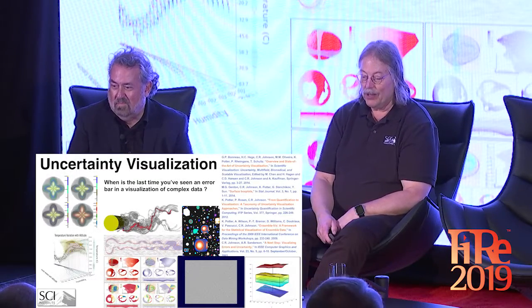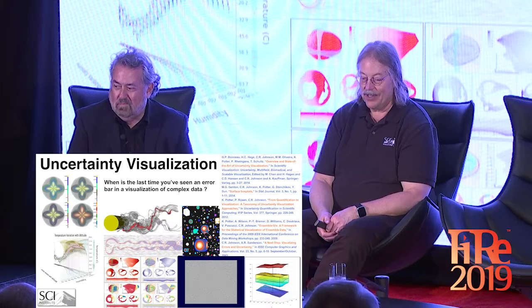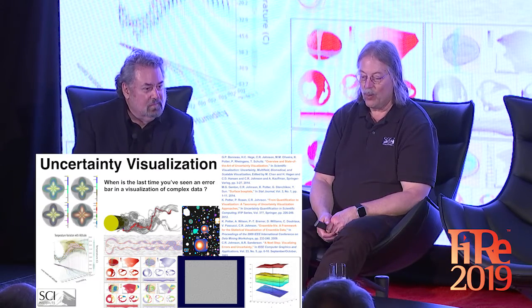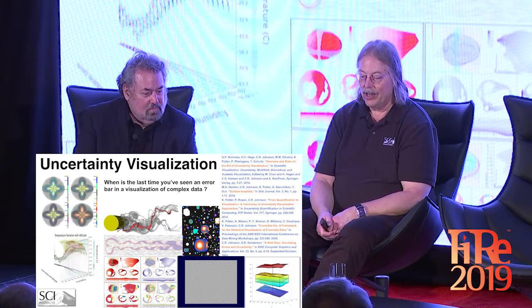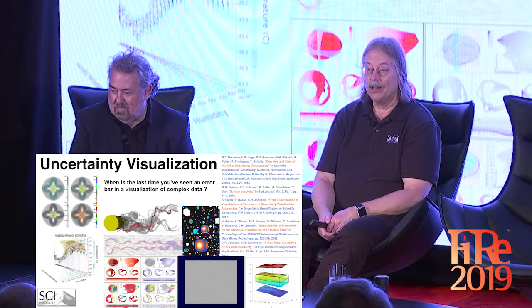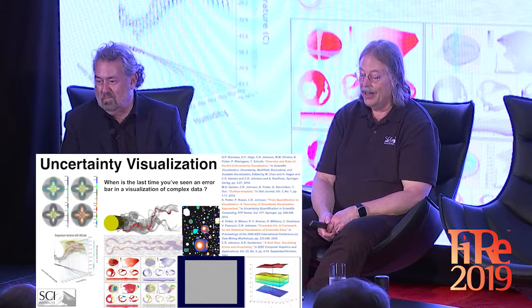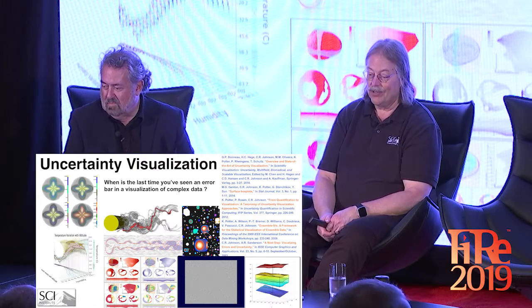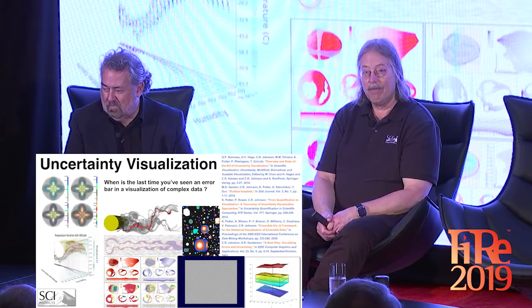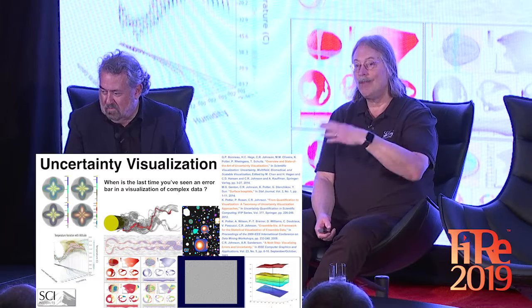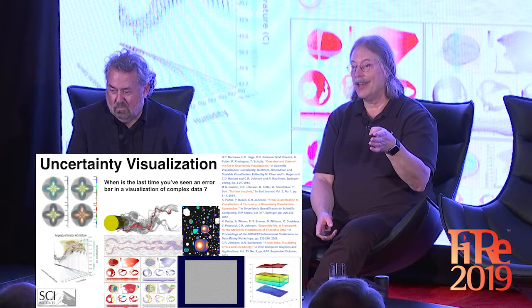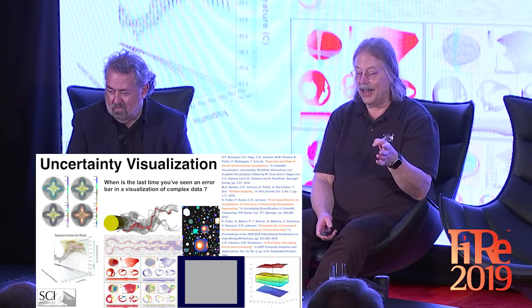So we have been spending a lot of time in the last several years trying to come up with ways that we can encode error and uncertainty onto these data visualizations, whether they're medical images for pre-surgical planning, or large-scale simulations from computational fluid dynamics, or large-scale graph visualizations. How many times have you seen error bars on any infographics that you've ever seen? And the answer is probably never.